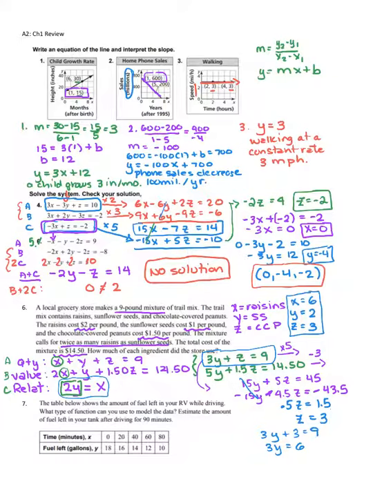Okay, this last problem, you're going to have a couple of these where you're just going to come up with the equation from the data and then find out the amount of fuel left in your tank after driving for 90 minutes. So we'll be plugging in x equals 90 at some point. All right, so let's first come up with our equation.